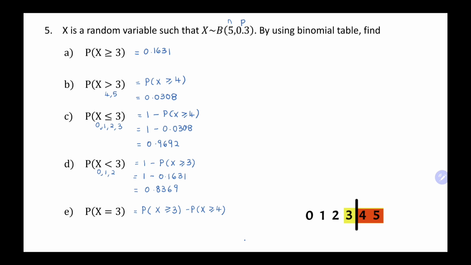So, dapatlah nombor 3. P(X greater than or equals to 3), kita dah cari 0.1631. We minus with P(X greater than or equals to 4). Tu pun kita dah find tadi. So, we put 0.0308. Then we minus, we get answer 0.1323.